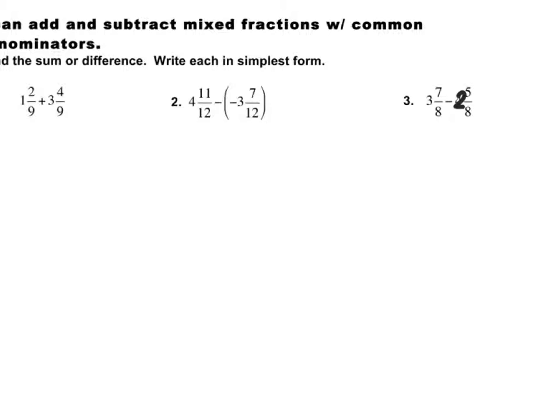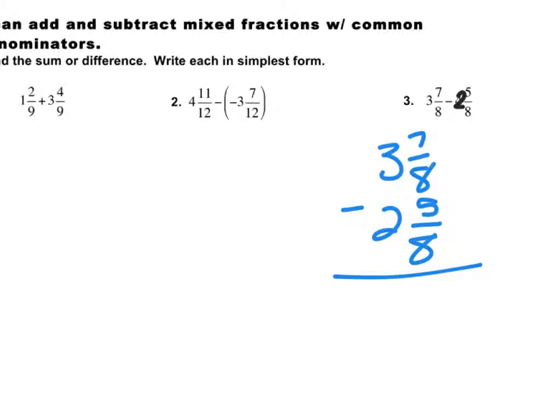All right, for our last one then, let's take our 3 and 7/8, and I'm going to subtract 2 and 5/8. So now let's take a look. I've got 7 minus 5. It's going to give me a 2 all over 8, and then 3 minus 2 is going to give me a 1. So again, I can simplify this one, and I'm going to have 1 and 1/4.